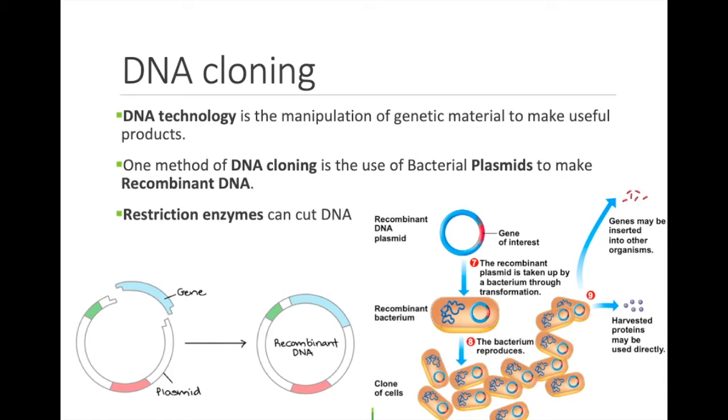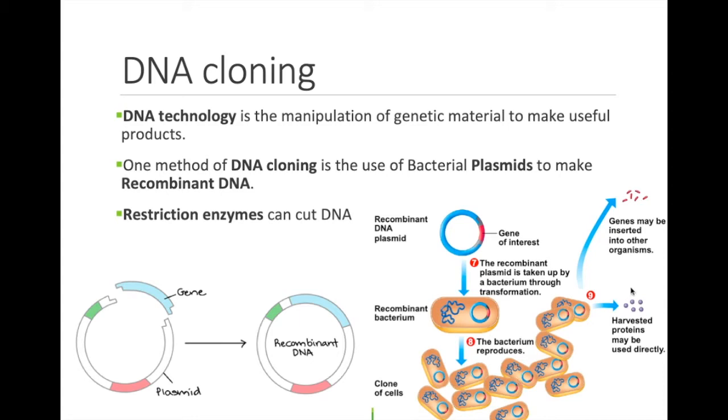Once the gene is inserted into the bacterial cell, the bacteria are allowed to multiply. So here's a bacterium that's got a plasmid with a gene in it, and when that bacterium reproduces, it can make hundreds and hundreds of copies of that gene in hours. Then the gene can be removed.